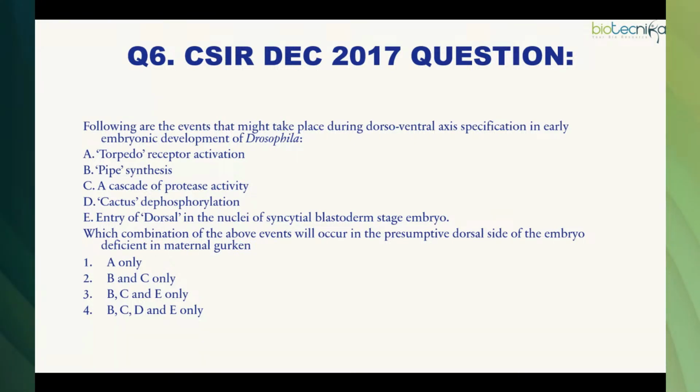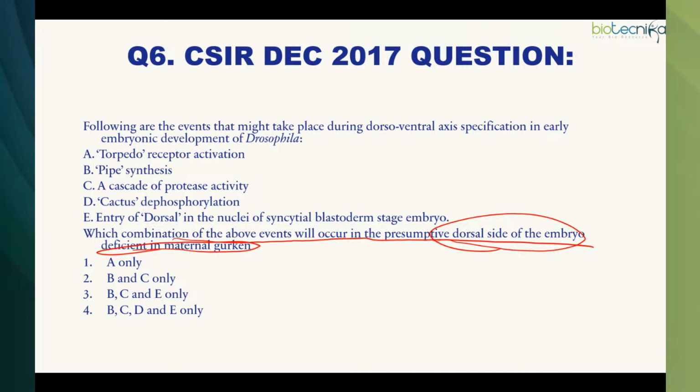No guesses? Okay, Sarita says option 3. Let's see which combination of the above events will occur in the presumptive dorsal side of the embryo which is deficient in maternal gurken. So this is a mutational question.